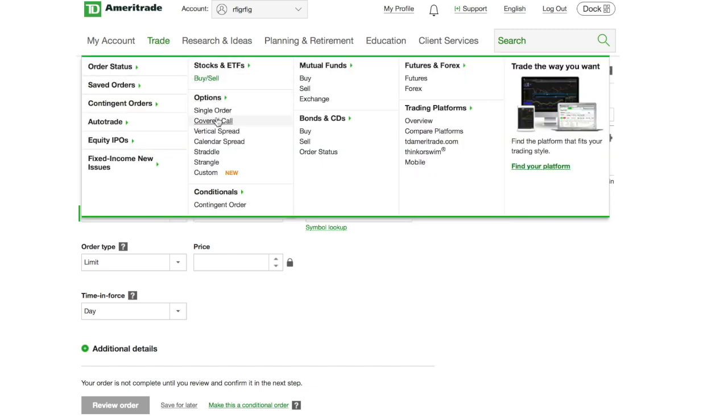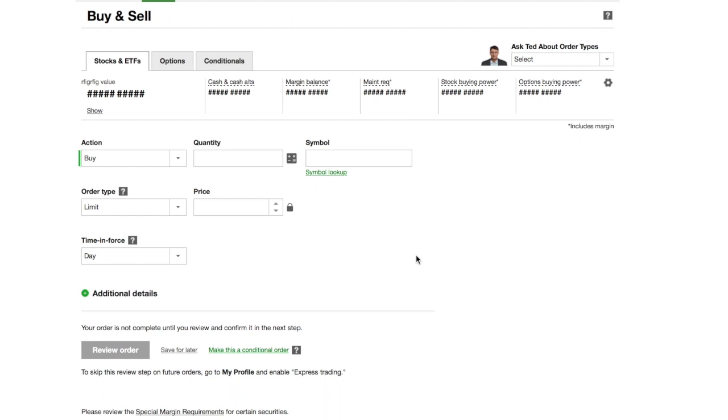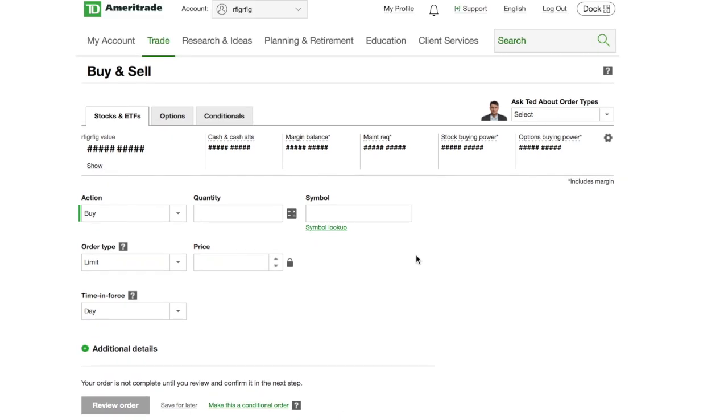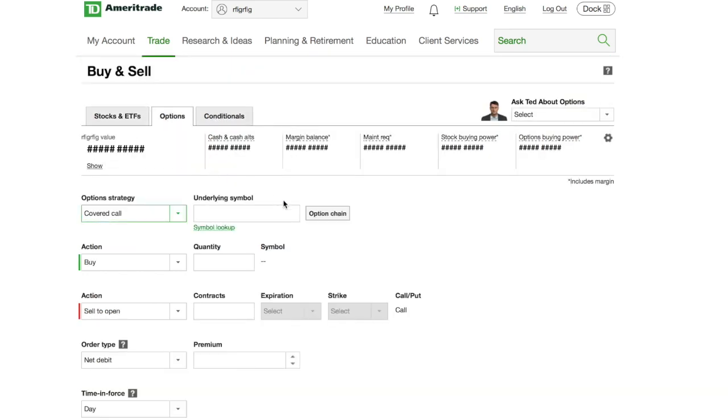Trade, right up on the options. You're going to go to covered calls, and it's going to bring you to this screen here. So the first thing you're going to do is make sure I'm on the right one. We're going to go to your covered calls. Now you're on your covered calls, and right here it has the option strategy. Obviously, it's a covered call. We're going to type in Google, just for example. I'm going to just use that one.